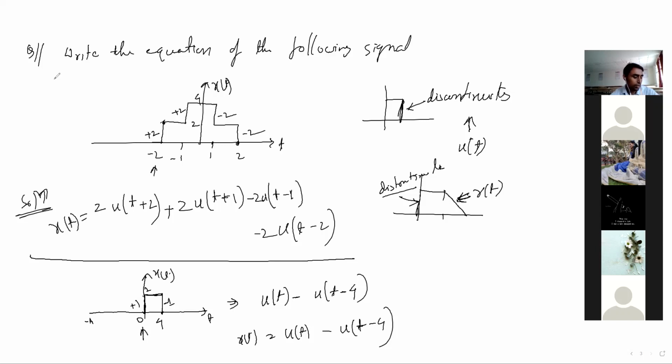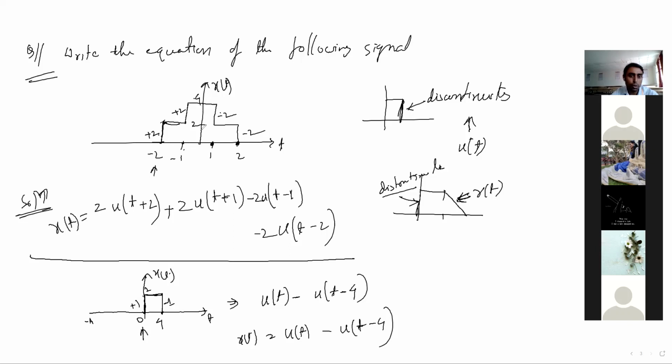Similarly, for this question, you see there are 4 discontinuities. One is at -2, another at -1, another at 1, another at 2. There are 4 discontinuities. And what is the transition? At -2, it is 0 to 2. The amplitude is 2, so it is positive 2. Another at -1, the transition is from 2 to 4. So how much is the net transition? 2 to 4 means positive 2 only.